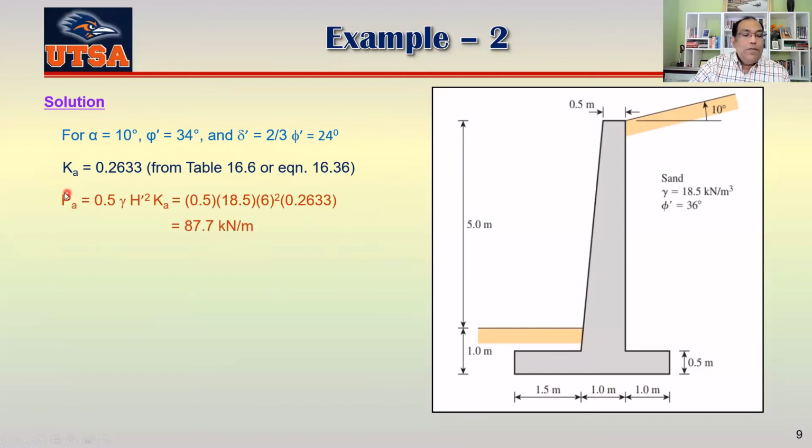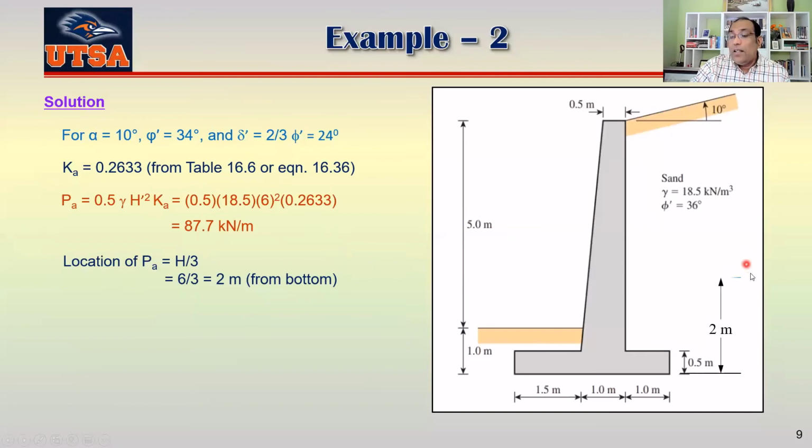Once we know our Ka, we can find our active force. If I use that, we see it's 87.7 kilonewton per meter. One more thing: the location of that PA is h/3, which is 2 meters from the bottom. So we come here, draw a line at the bottom, measure 2 meters from there, then draw a line here. That's the point where your active force is working.